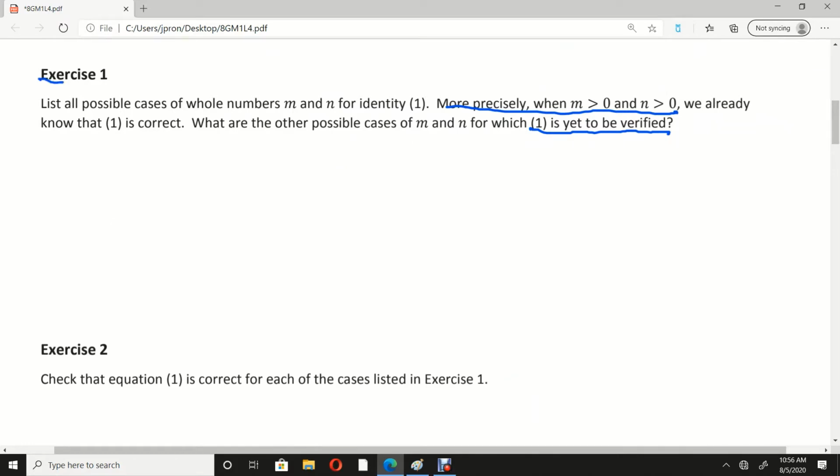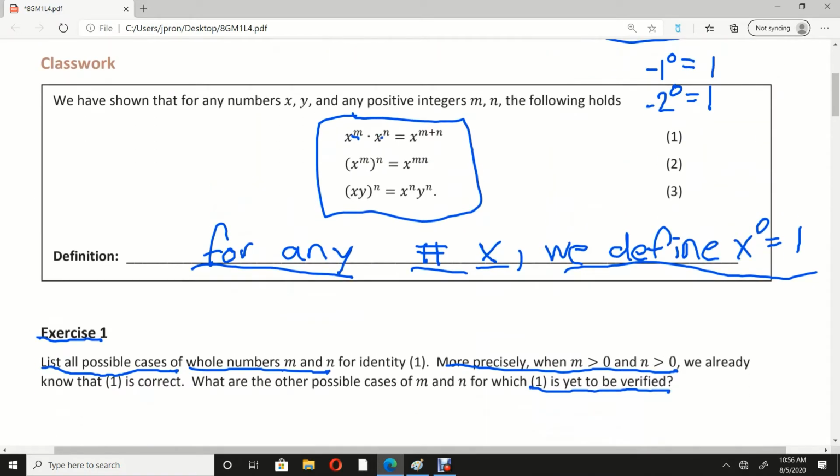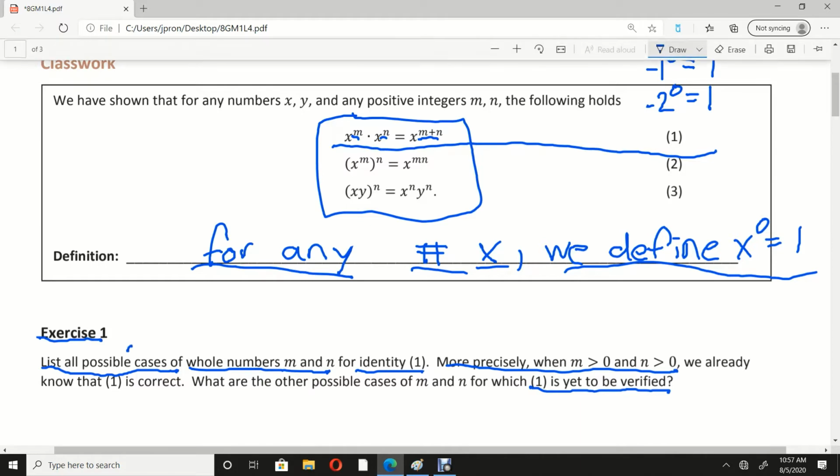All right, exercise 1. Let's just get into it. List all possible cases of whole numbers m and n, right? Okay, so let's go back. Let's look at what we have here. Remember, m and n are our exponents and all of these rules that we have right here. For identity 1. Okay, so what is identity 1? You gotta look up here. This is identity 1, okay? All right, so we're gonna list all the possible cases of whole numbers for m and n for identity 1.